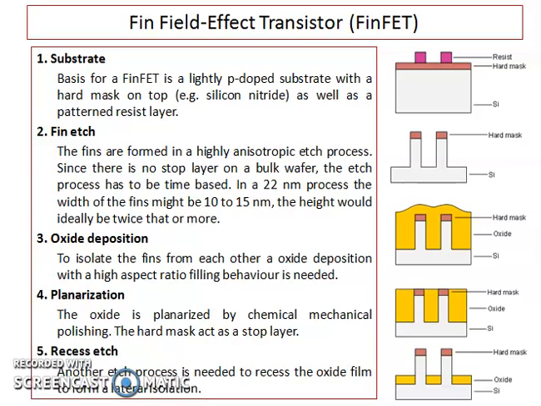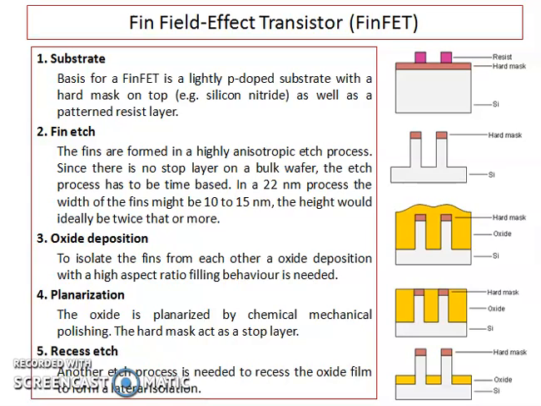Then fin etch. Next we have to make the fins, and that operation is called the fin etch operation. Here the fins are formed in a highly anisotropic etch process. Since there is no stop layer on the bulk wafer, the etch process has to be time based. In a 22 nanometer process, the width of the fins might be 10 to 15 nanometer and the height would ideally be twice that or even more.